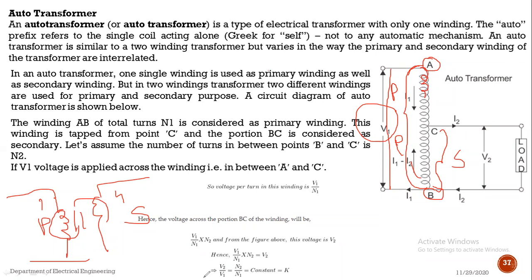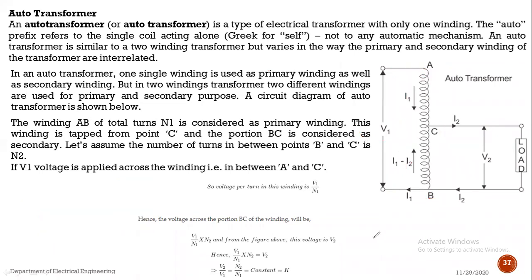Now in an autotransformer, one single winding is used as the primary winding as well as the secondary winding. The single winding is used as the primary, and some part of that can be used as the secondary winding. But in the case of a two winding transformer, two different windings are used.